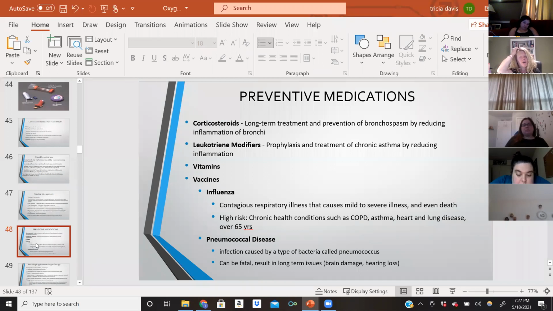It's an infection that's caused by a bacteria called pneumococcus. It can be fatal, and can result in long-term issues, hearing loss, brain damage, even death, especially in those patients over 65 and patients with chronic health conditions.